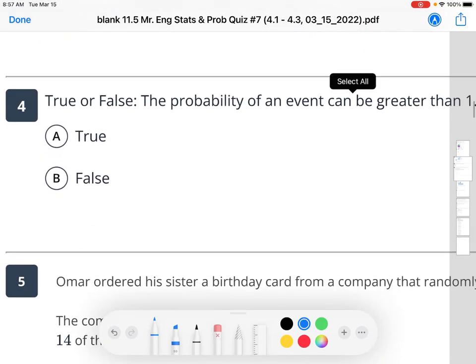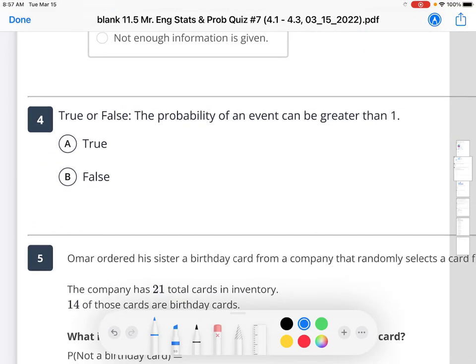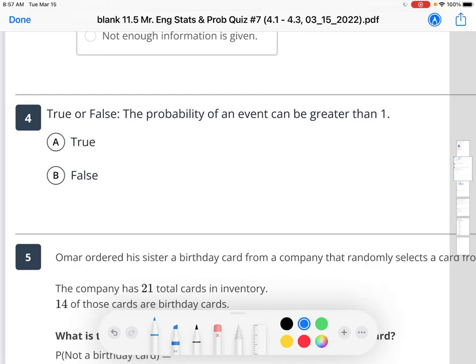Question number 4, true or false, the probability of an event can be greater than 1. Remember, 0 is not possible, 1 is possible, and it's just a range between these 2 numbers. So can it go over 1, like over here? The answer is no, so that would be false.